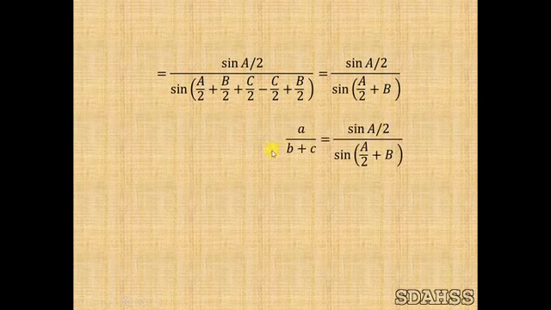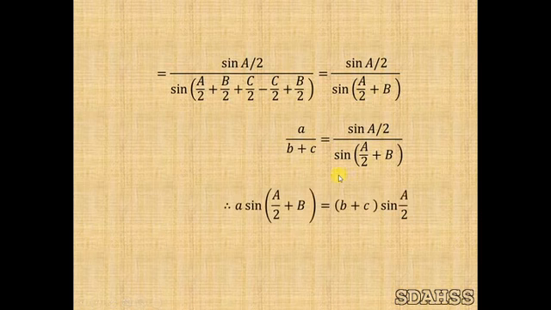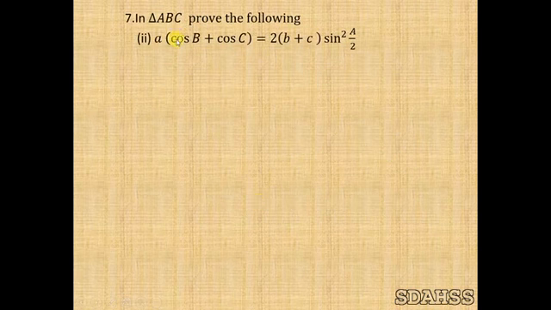So the left hand side a by (b plus c) is equal to, and the right hand side sin A/2 divided by sin (A/2 plus B). Then cross multiply: a into sin (A/2 plus B) is equal to (b plus c) sin A/2. Hence we proved.